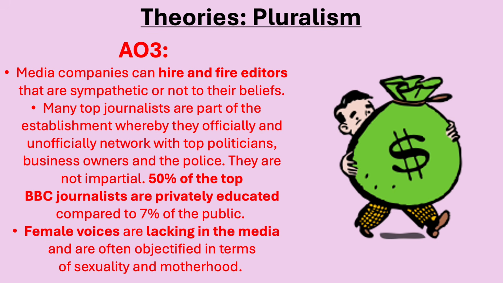And many top journalists are part of the establishment whereby they officially and unofficially network with top politicians, business owners, and the police. They are not impartial. Also, it's good to keep in mind that 50% of the top BBC journalists are privately educated, compared to 7% of the public. So obviously, these articles or types of media that are being published aren't going to reflect the general public, because these people, whether it's intentional or not, have not experienced the lives of everyday ordinary people. They are privately educated. So how could they possibly, to a full extent, put themselves in other people's shoes?